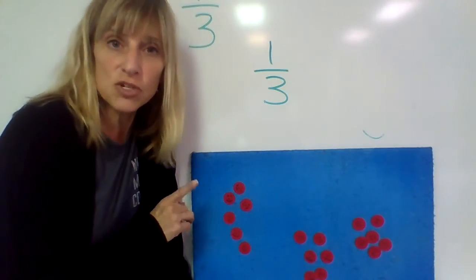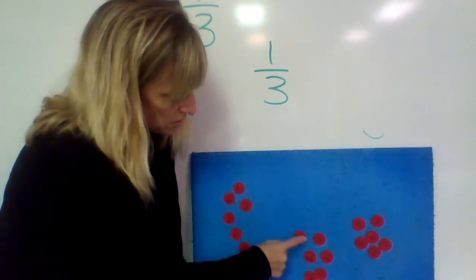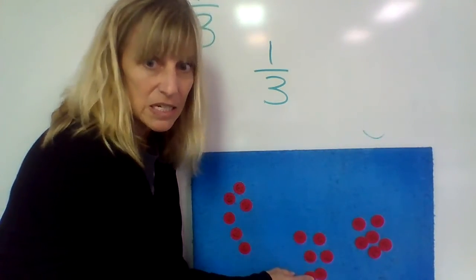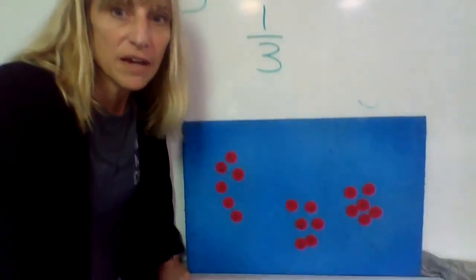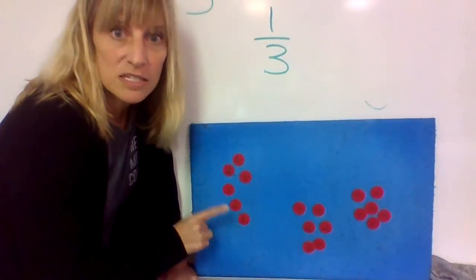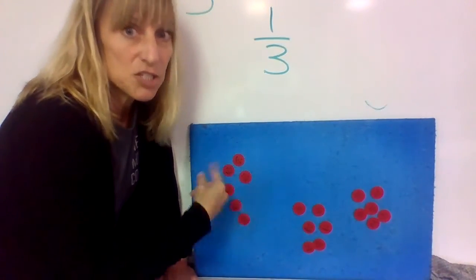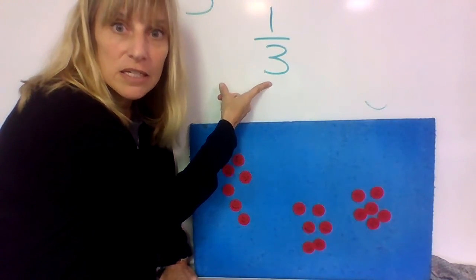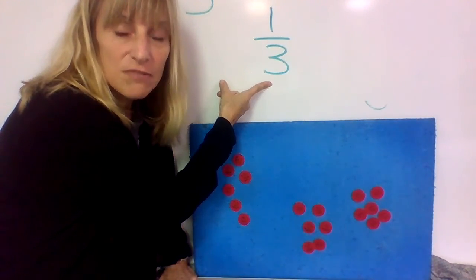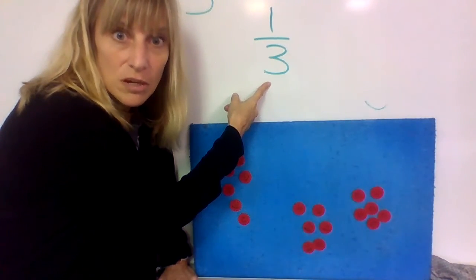Now we have to count them, make sure they're all even. Okay? 1, 2, 3, 4, 5, 6. 1, 2, 3, 4, 5, 6. 1, 2, 3, 4, 5, 6. I have 6 faces in each group. That means I divided my faces into thirds, okay?